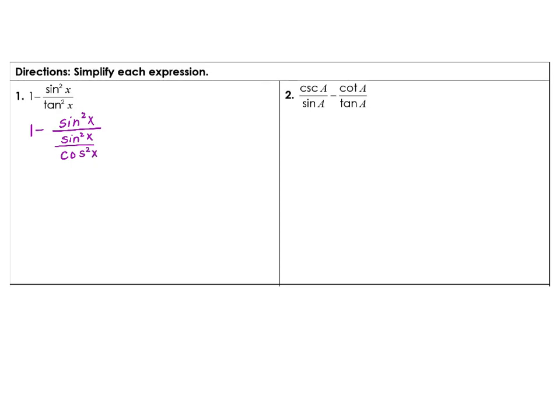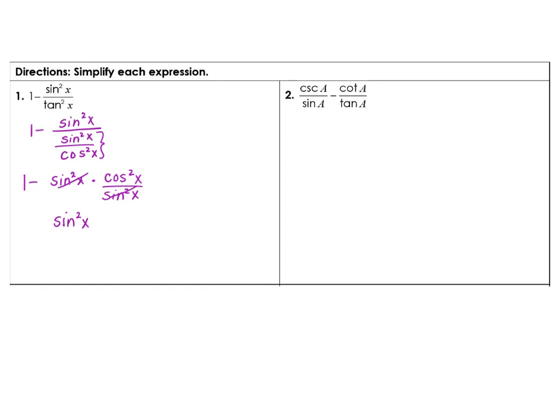Right here we need to work on that fraction. So again, we have 1 minus sine squared x times the reciprocal here, which is cosine squared x over sine squared x. Those sine squareds are going to cancel. So I have 1 minus cosine squared, which leaves us with sine squared x.